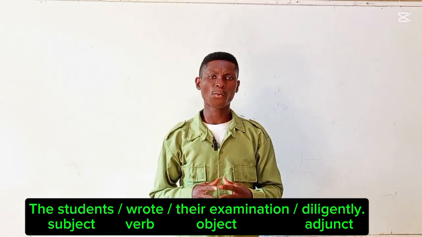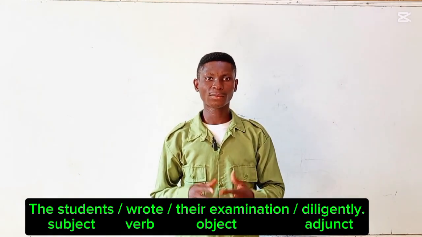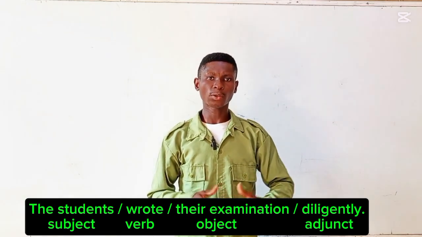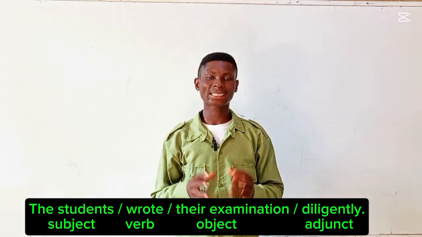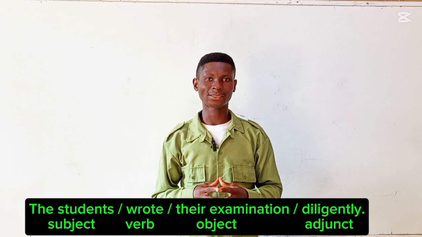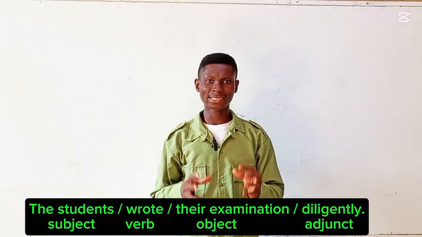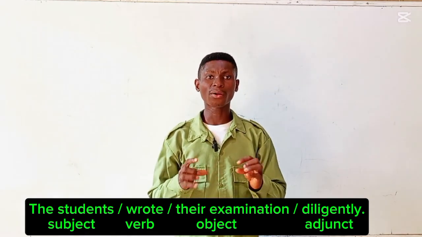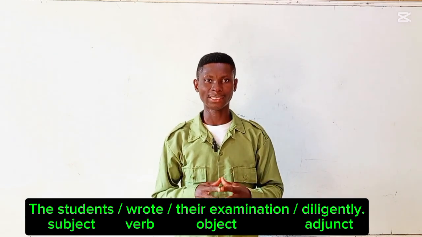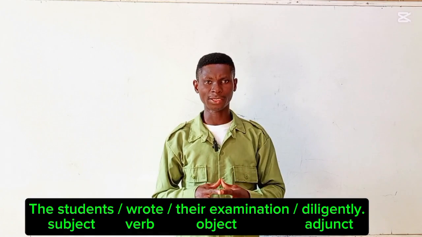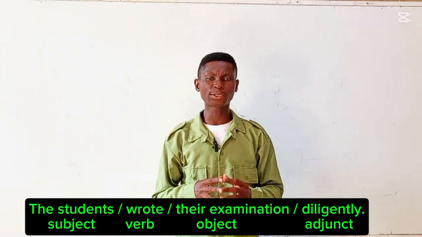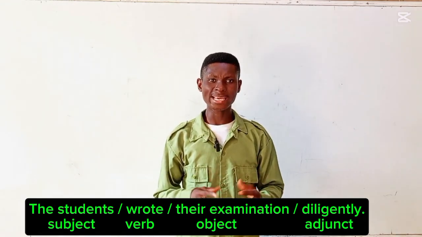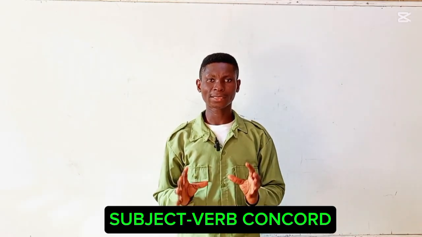So in a sentence, we can have the subject, the verb, the object, the adjunct, and sometimes the complement. So these are all considered as constituents of a sentence. Hence, the rule of concord says that there must be agreement or harmony among these constituents of a sentence. Having established this, let's go straight into the first rule of concord. The first rule of concord is subject-verb concord.